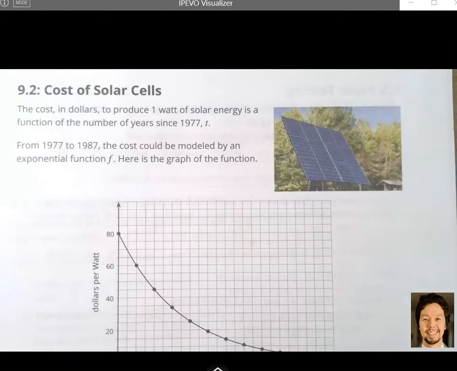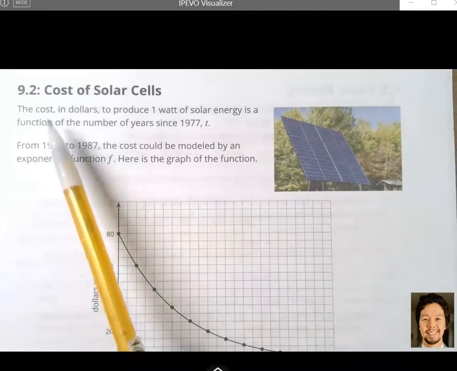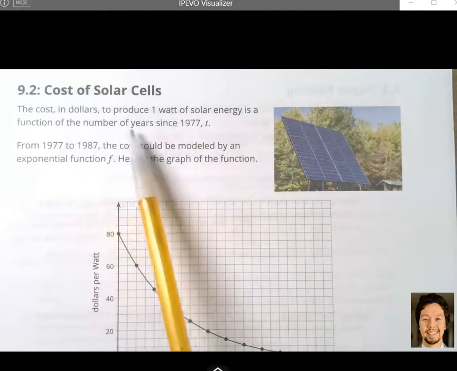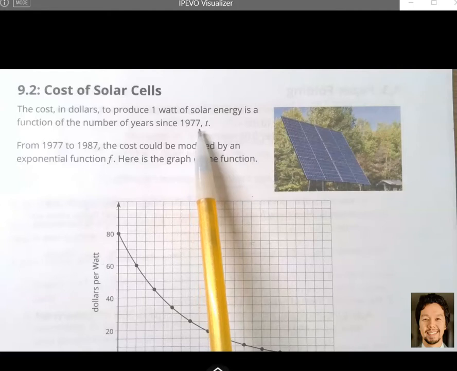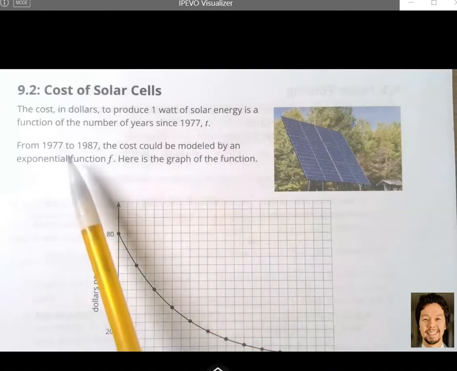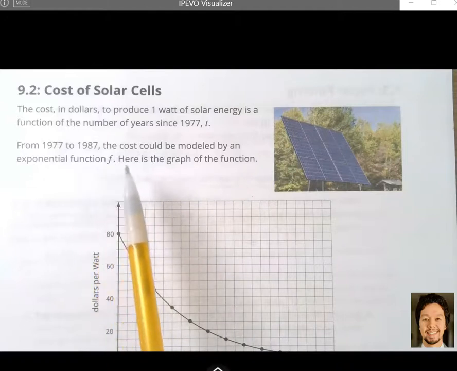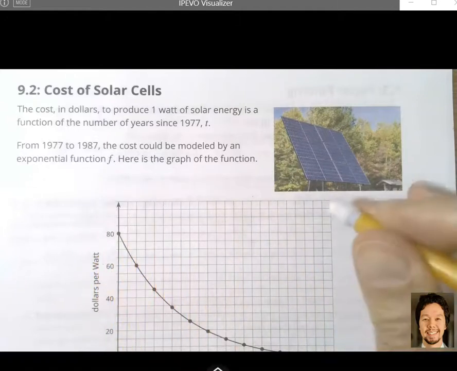9.2, the cost of solar cells. The cost in dollars to produce 1 watt of solar energy is a function of the number of years since 1977, t. From 1977 to 1987, the cost could be modeled by an exponential function f. Here's the graph of the function.